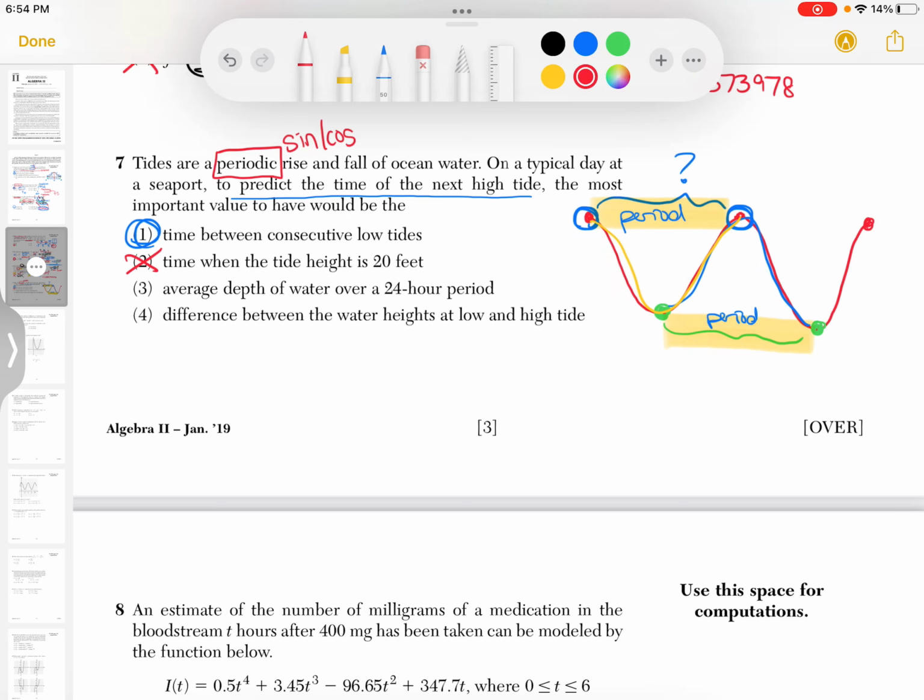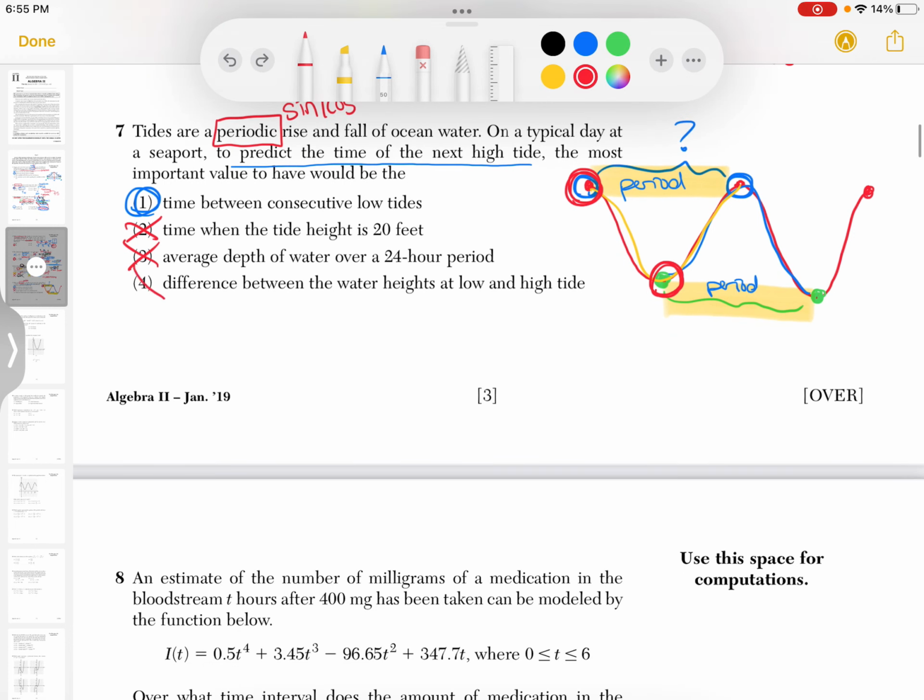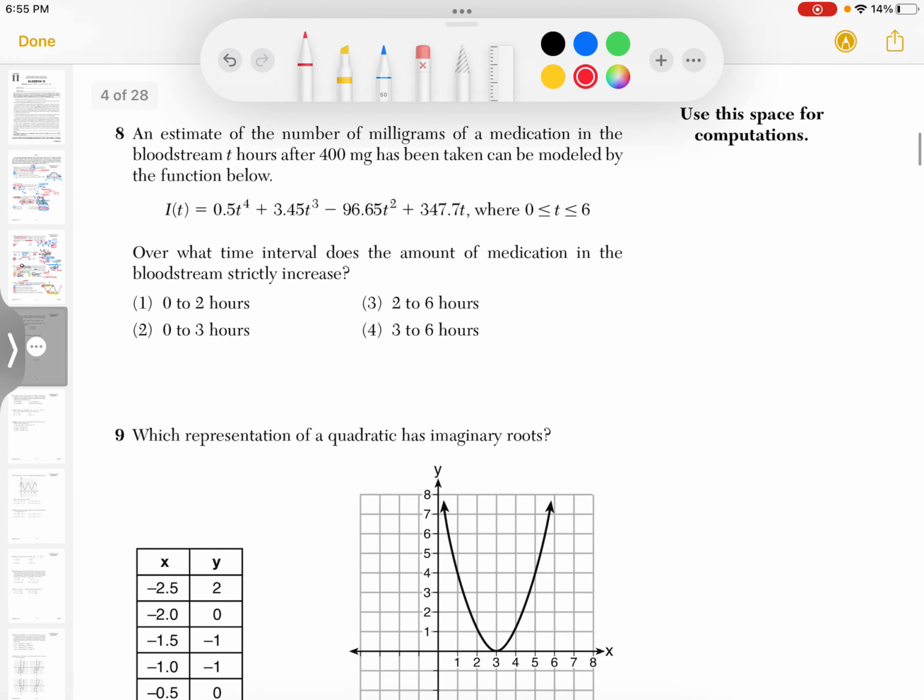Not going to help me either. The average depth is talking about this way, the depth of the water. That's not going to help me either because I was looking for the horizontal distance. And then the last one, the difference between the water heights at low and high tide, that would be taking this value and subtracting it from this value. Once again, measuring this, and that's not what I was looking for. I needed the length from high tide to high tide. So it's going to be choice 1.